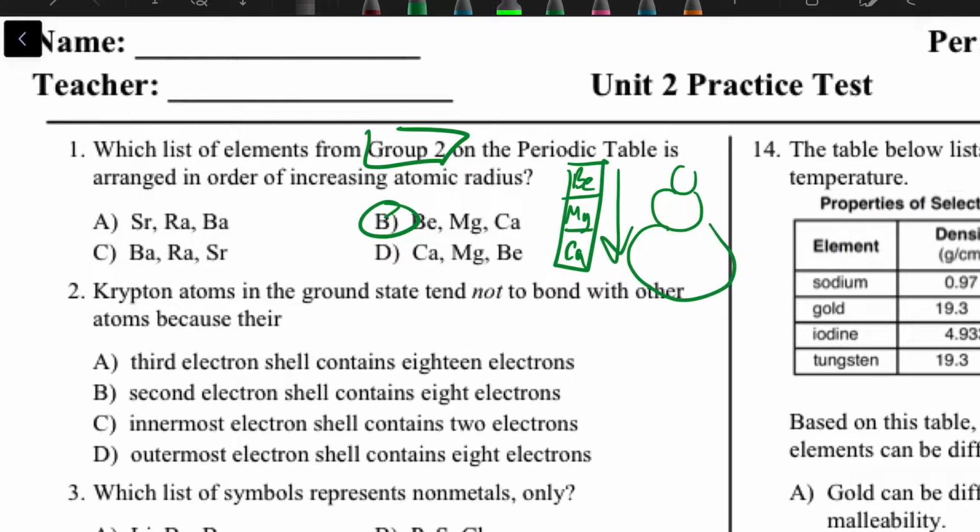Number 2, krypton atoms in the ground state tend not to bond with other elements because krypton is Kr. Kr is in group 18, and group 18 are the noble gases. The fancy thing about noble gases is that their outermost electrons are completely full. For all elements except for hydrogen, that is 8. Because they have their full valence shell, they tend not to bond with anybody. The fancy word that says tend not to bond is inert. So sometimes you'll see that word.